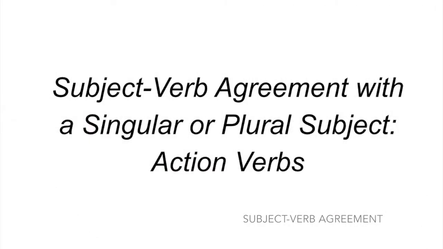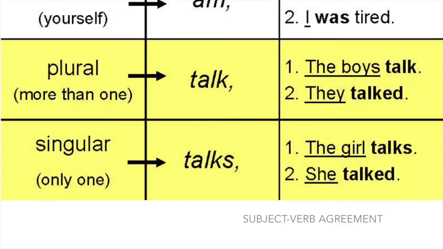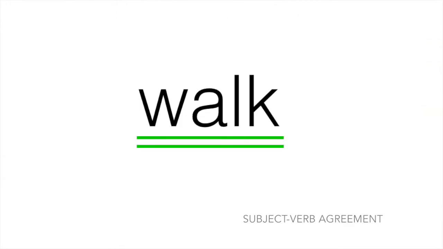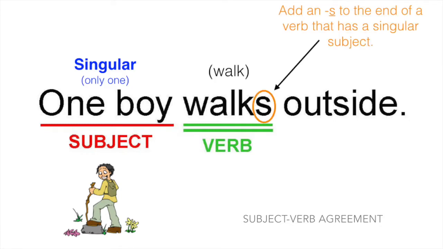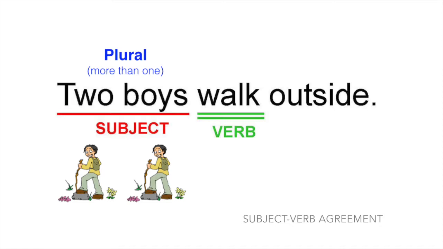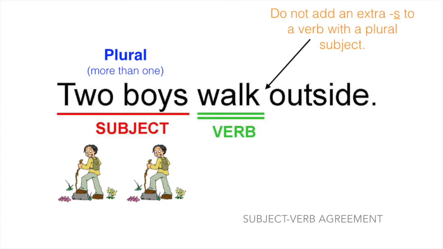Next, we have subject-verb agreement with a singular or plural subject using action verbs. For an example, we are going to use the action verb walk. Here, one boy walks outside. Notice that one boy is singular, meaning only one, and walks has an S added to it. So add an S to the end of a verb that has a singular subject. Next, we have two boys walk. Notice that two boys is plural, meaning more than one, and walk does not have an S. So do not add an extra S to a verb with a plural subject.